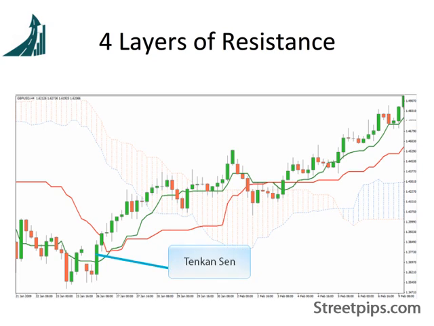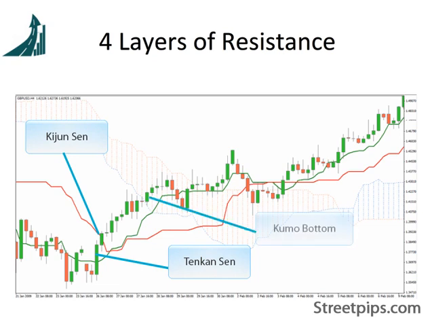Starting from the Tenkan-sen, then the Kijun-sen, followed by the Kumo bottom, and finally the Kumo top. The strength of resistance increases in this order, and a break of each level provides us confirmation, if we were looking to enter a long position.